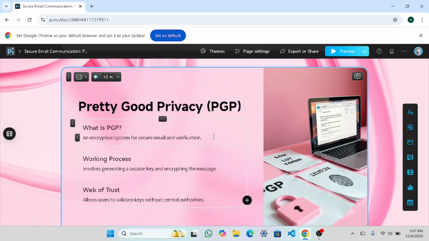Now let's look at PGP, Pretty Good Privacy. What is PGP? An encryption system for secure email and verification. To make it simple, the working process in one line involves generating a session key and encrypting the message. The web of trust allows users to validate keys without central authorities.